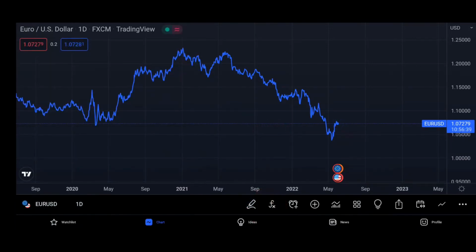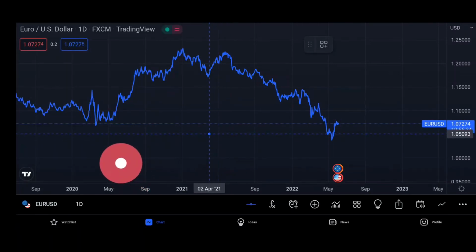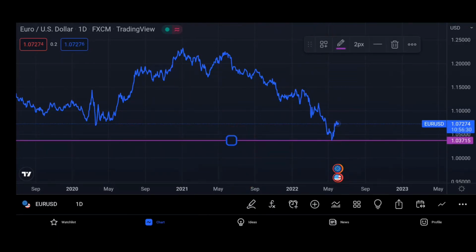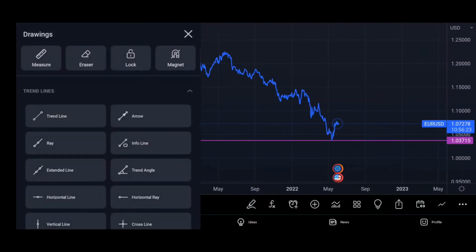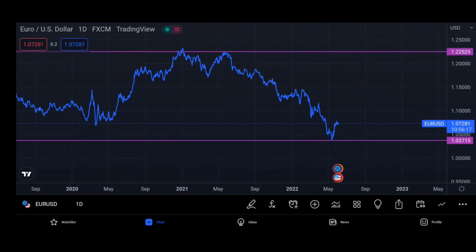So let's first of all select our lowest point. Here it is. So you can see there we have our lowest point here, and let's select our highest point again. We have our highest point there. That's where our highest point is.